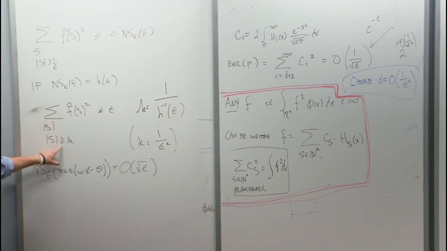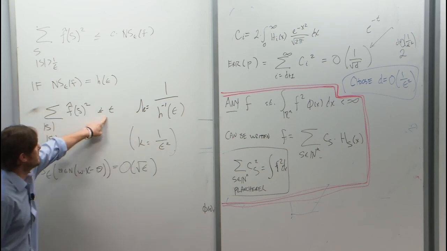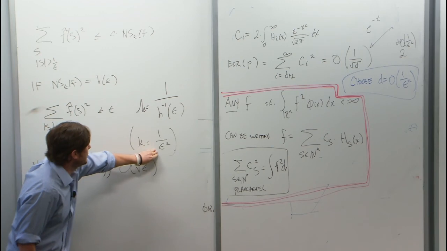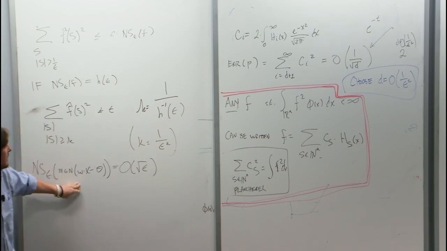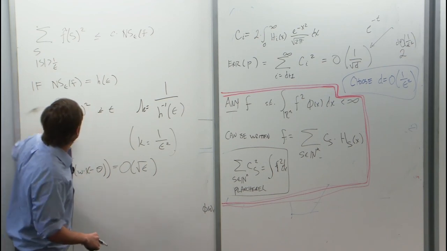And that means that the sum of the squares of all the coefficients beyond level 1 over epsilon squared is bounded by epsilon, and that will also imply that we have a Fourier polynomial of degree at most 1 over epsilon squared that approximates our half space, if we can prove this bound on the noise stability of the linear threshold function. Okay.